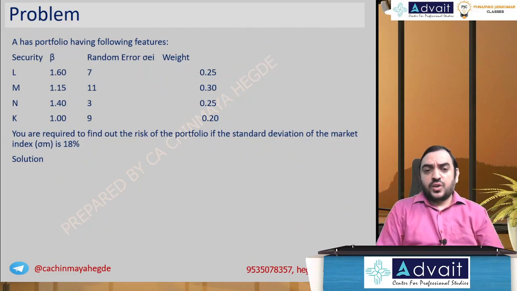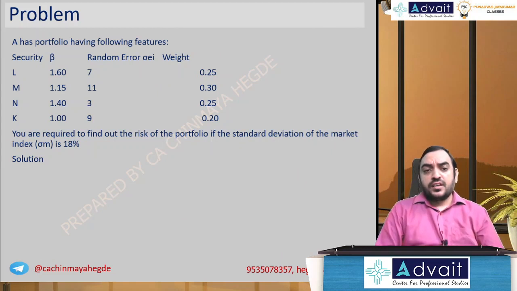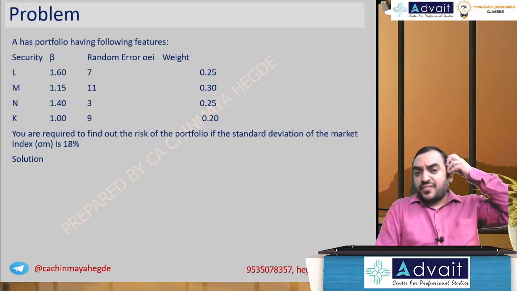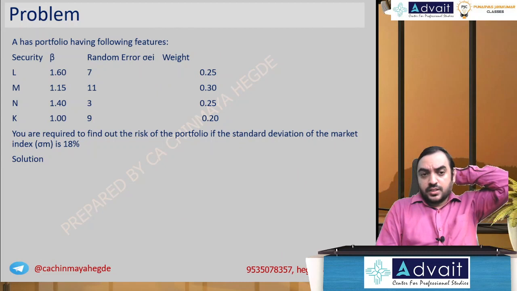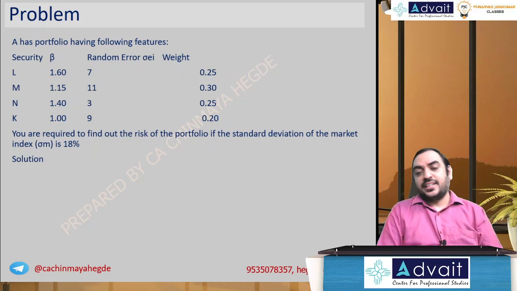This will be based on Sharpe index portfolio risk, moving away from the Markowitz. A has a portfolio with the following features: security, LMNK, beta, random error, weights. You are required to find the risk of the portfolio if the standard deviation of the market index is 18%. Now, risk of the portfolio, they said.